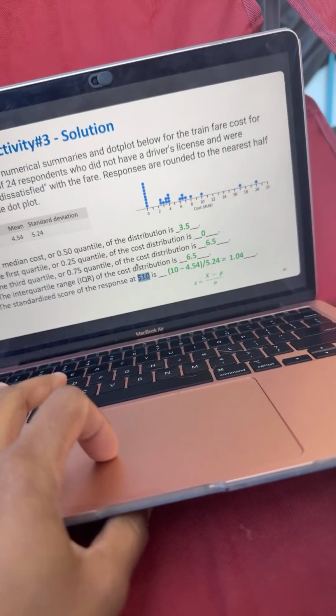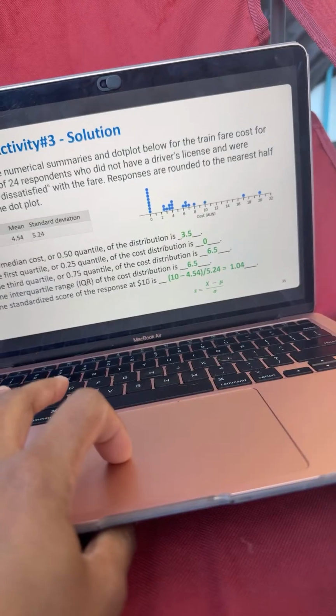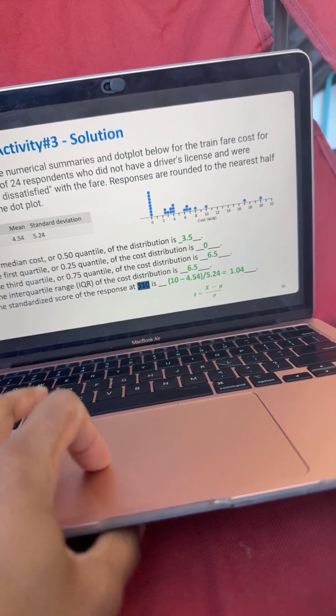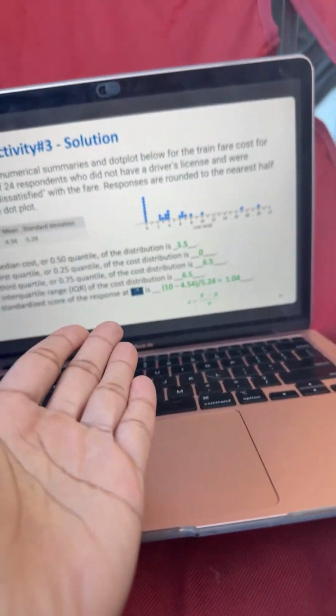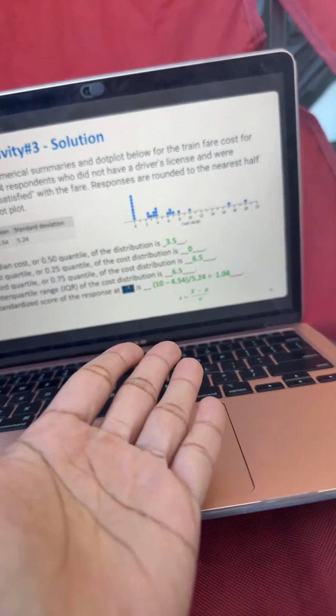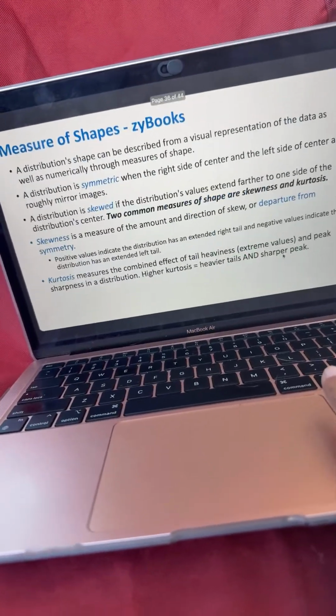This is x. I don't know why I was thinking x is like the count. But this makes sense now. So x is the value they give you, so you don't have to find x. So 10 minus the mean right there and divided by the standard deviation is 1.04. That makes a lot of sense now.